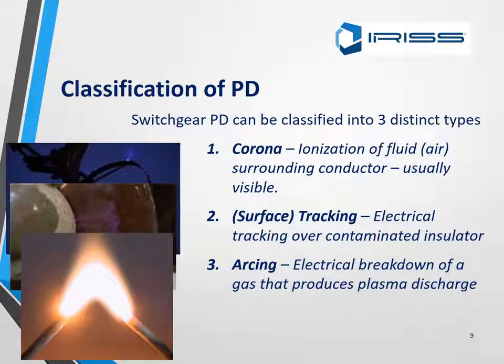Now you will be able to pick up corona very faintly with ultrasound, but it is really down on the lower spectrum. So corona, really you do need a partial discharge machine to find it. Surface tracking now is the electrical tracking over contaminated insulators. Now with surface tracking you can actually physically see it.